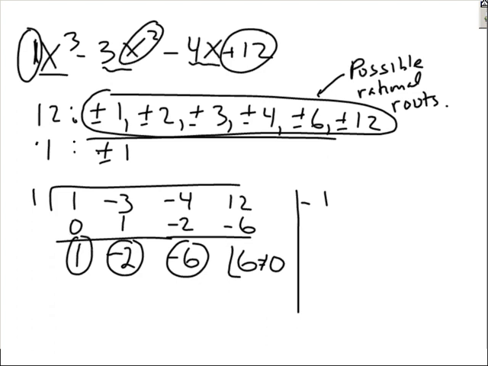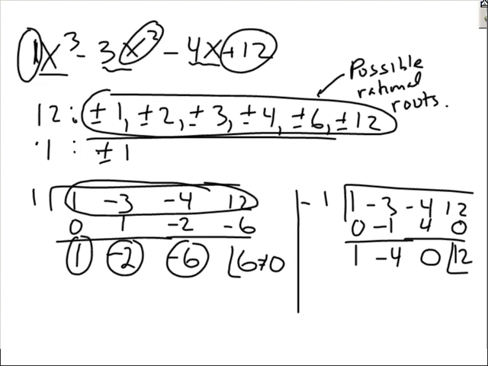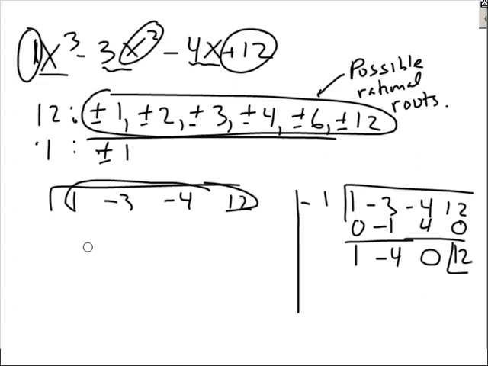Let's try negative 1 with these same numbers: 1, negative 3, negative 4, 12. When you multiply by negative 1, you just change the sign. Change the sign of 1, get negative 1. Add, get negative 4. Multiply by negative 1, that is, change the sign. You get 4, you add. Negative 1 times 0 is 0, it goes there. And the remainder is 12, which again is not 0. It's not 1 or minus 1.